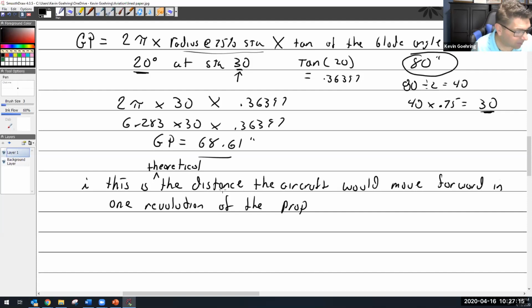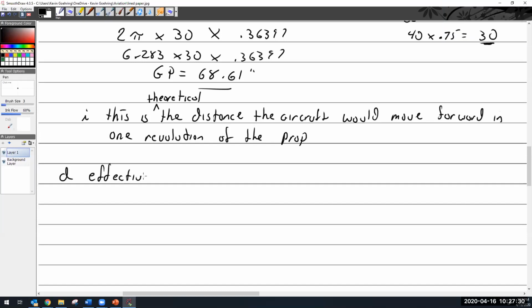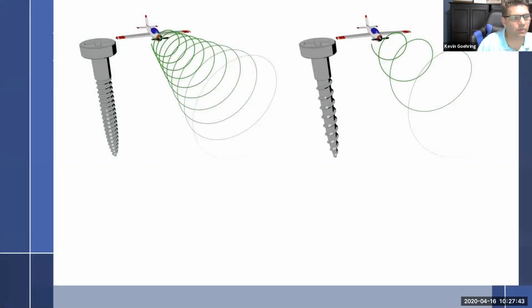So what does that mean? It means it doesn't do that. It's just a theory. So if it's just a theory, what does it really do? Well, we call that the effective pitch. Probably more like 58. The effective pitch. There we go. Well, that didn't work like I wanted it to.